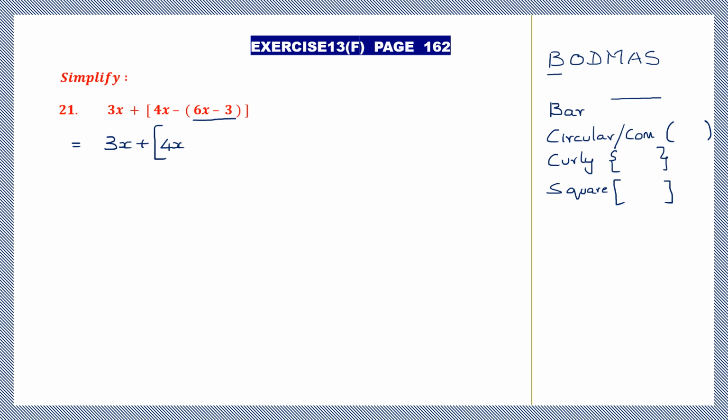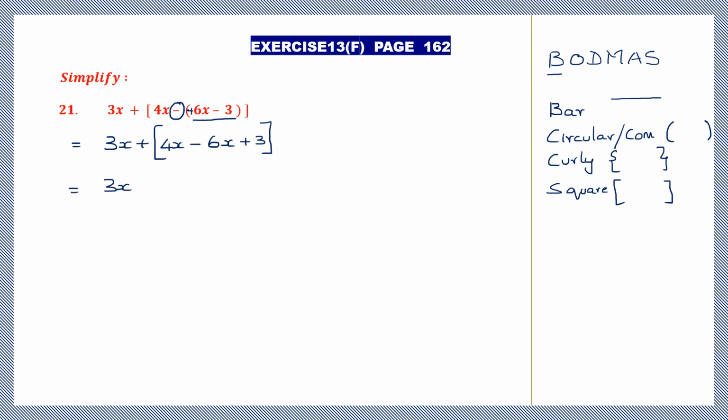So before you remove the common brackets, you need to see the sign before it. The sign before that is minus. That means the sign of all the terms inside will change. So this is plus 6x, which is now going to become minus 6x. And then minus 3 will become plus 3. Now the common brackets are removed. We put back the square brackets.